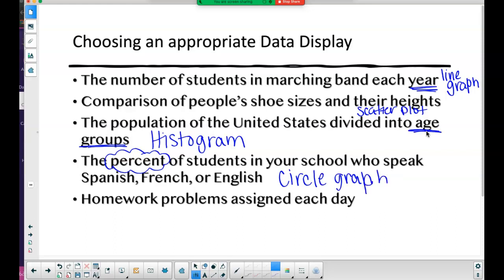Okay? And homework problems assigned each day. So like the number of homework problems I assign each day. What would you use there? Tyler? We could use kind of a line plot type thing, but I think there's something better that we could use. Izzy? Line graph? A line graph. I would use a line graph because it talks about the days, right? How many problems you assign on Monday, Tuesday, Wednesday, Thursday. So a line graph because of the days of the week. Okay, does that kind of make sense?